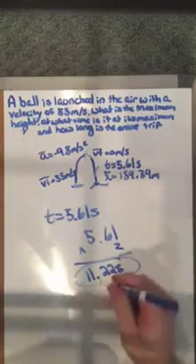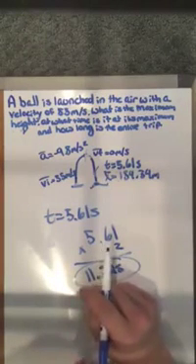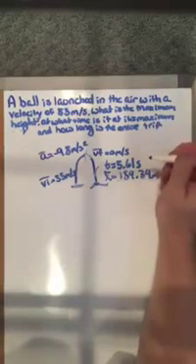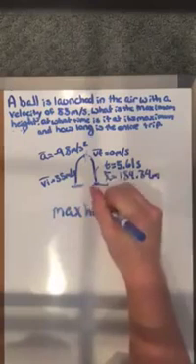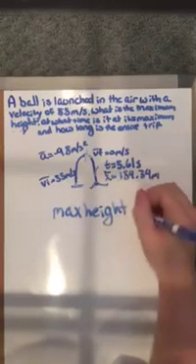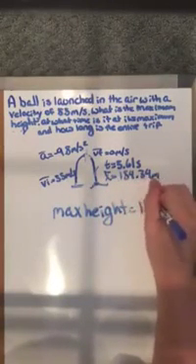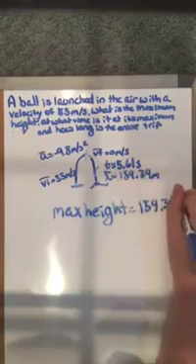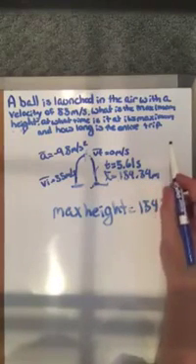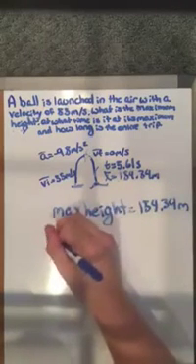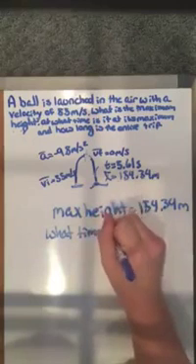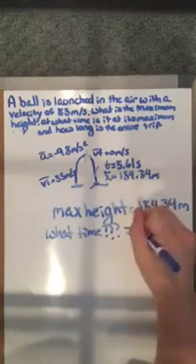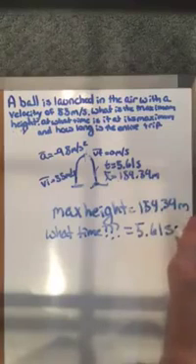So this is going to be the total time. So now our answers are all completed. We have what is the maximum height. We know it is 154.34 meters. And what time is it at the maximum height? We know it is 5.61 seconds.